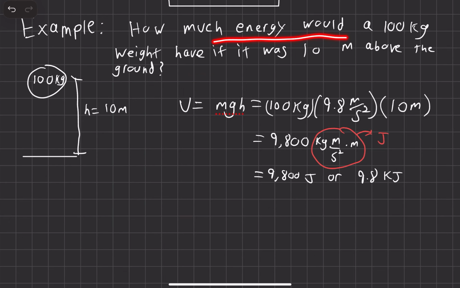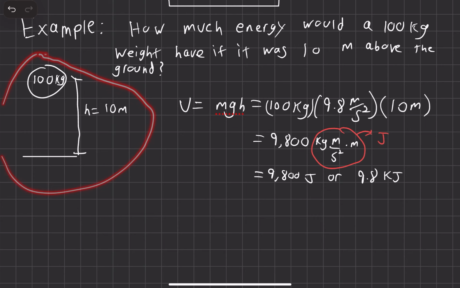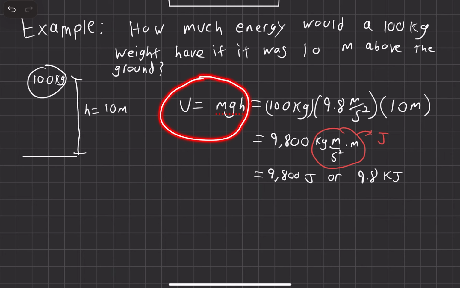How much energy would a 100 kilogram weight have if it was 10 meters above the ground? So just how much energy does this system have, where we have a 100 kilogram object and it's 10 meters above the ground? All we've got to do is apply the equation for the gravitational potential energy, which is mgh. We take 100 kilograms times 9.8 meters per second squared times 10 meters. And the number is going to turn out to be 9,800.